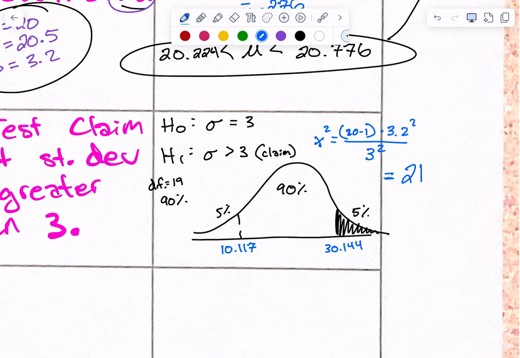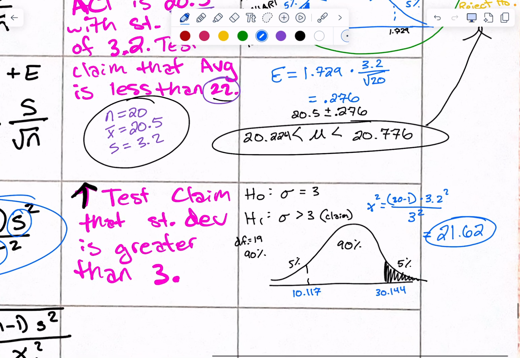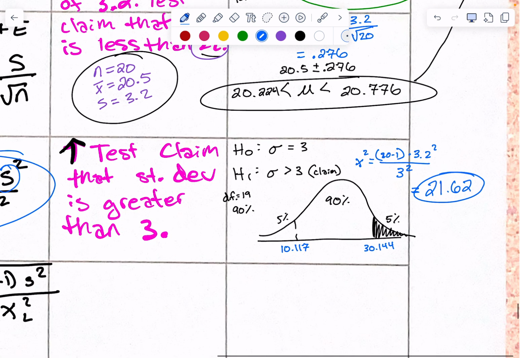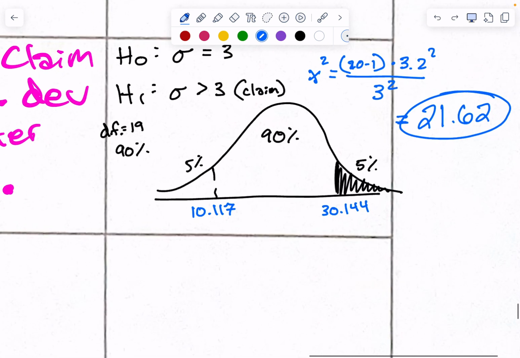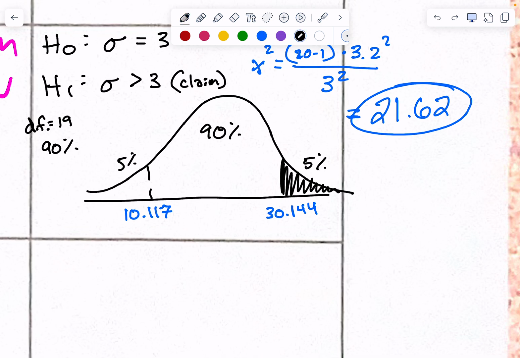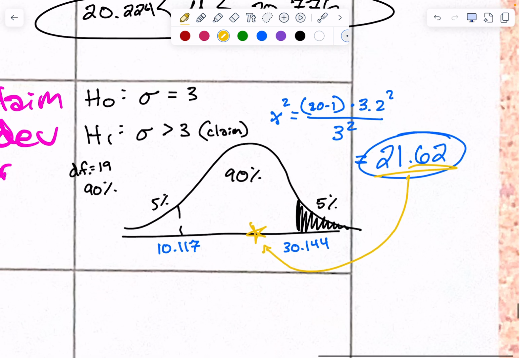It's the standard deviation from the problem above. We're using all the same information from the problem above, except now we're testing standard deviation. That's what this arrow means, by the way. Okay, now where does that live? In the middle. Does that mean we are equal to 3 or greater than 3? Equal to. Equal to land lives in the middle. Greater than land would be if we were in the darkened region.